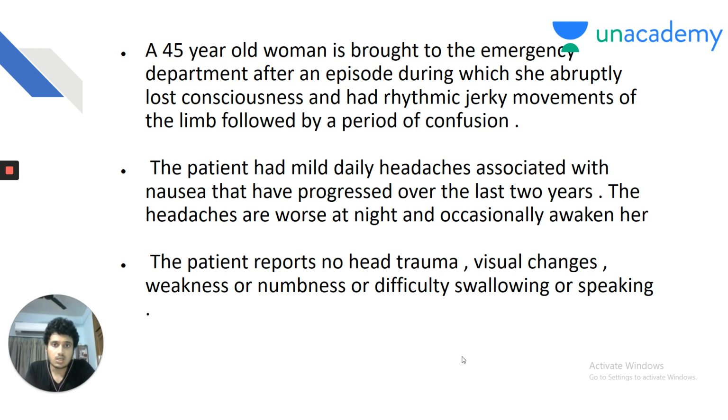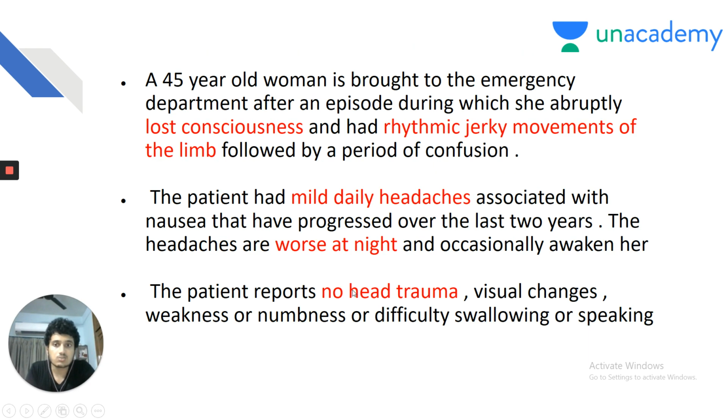So, this is a long clinical scenario, my dear friends. You must be able to identify the key words in this question. A 45-year-old woman lost consciousness, had rhythmic jerky movements of the limb. That is, seizures were also present. Mild headaches, which were worse at night. There is no head trauma, so you can rule out hemorrhage in this case.